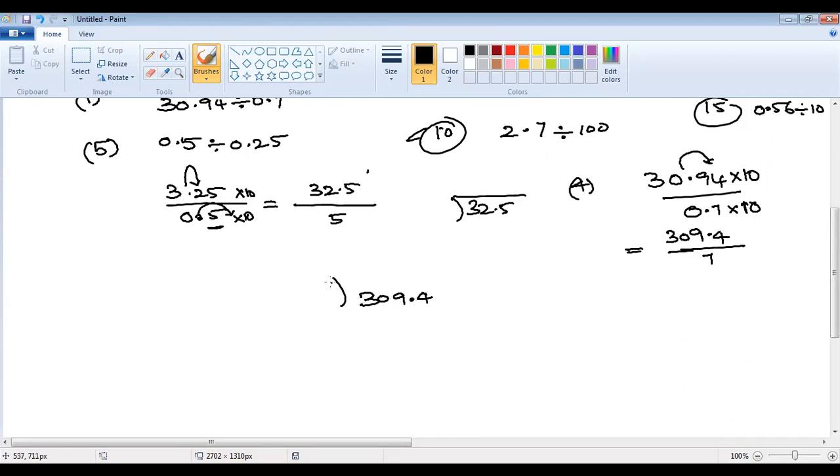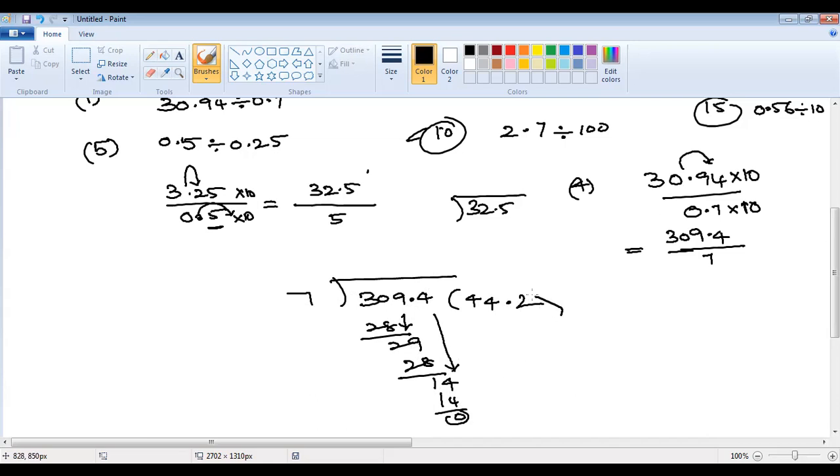309.4 divided by 7. Jane, please, 7 4s are 28. So 2 is left over. Bring down 9. Again, 7 4s are 28. 1 is left over. There is a decimal point. You need to place a decimal point there and bring down 4. 7 twice is 14. Remainder is 0. This is the answer for your fourth bit. How many of you got the fourth bit?